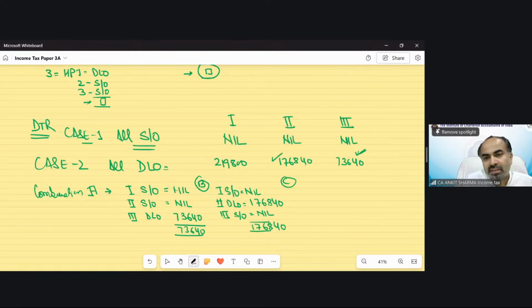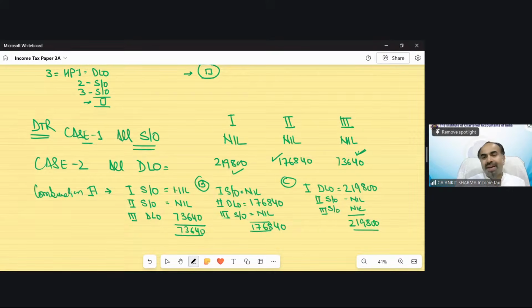In the C case, now we will take first as deemed let out. So deemed let out value, if property 1 is 219,800, house second, house third, value would be nil, nil, because we are assuming them now self-occupied. So the total income from house property in this case would be 219,800. So which is best? The best answer is combination number A.